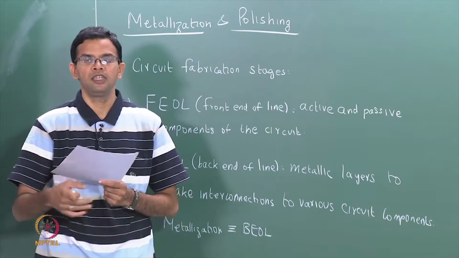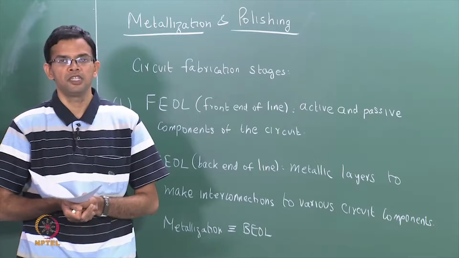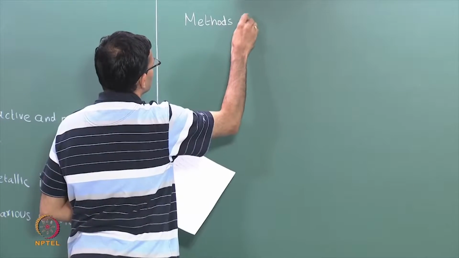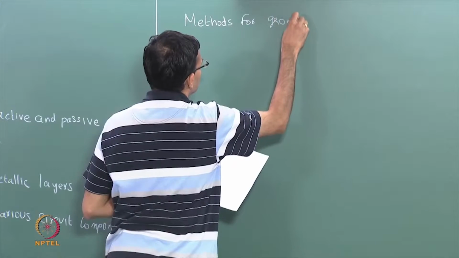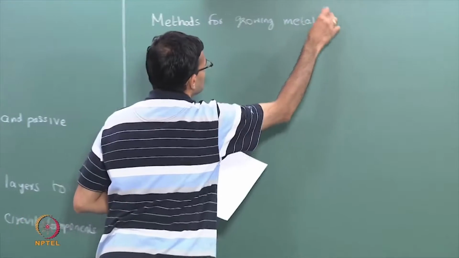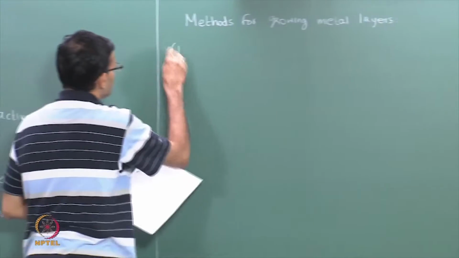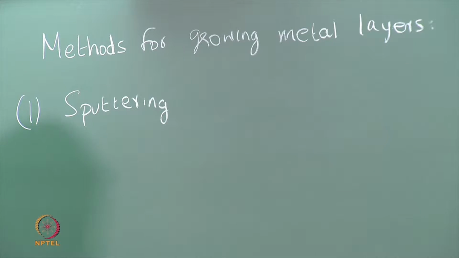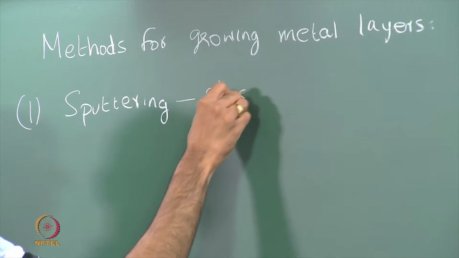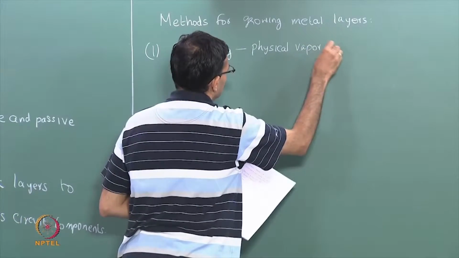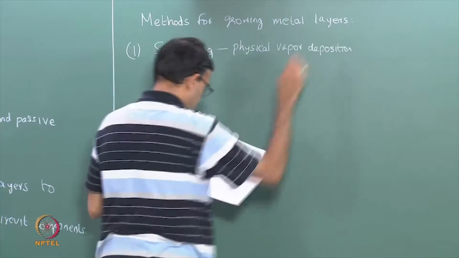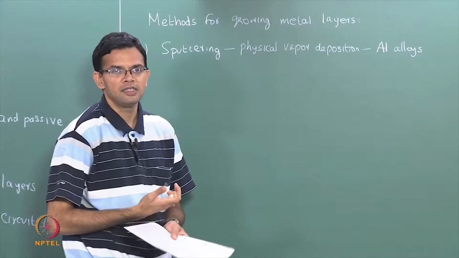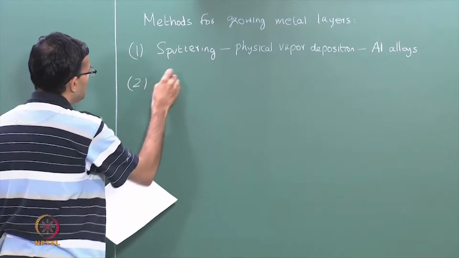Now, the common methods for growing these metal layers onto your IC circuit are normally physical vapor deposition techniques. One technique is called sputtering, and we will see what this means later. Sputtering is an example of a physical vapor deposition process, mainly used for aluminum alloys, and it is also used for growing the copper seed layers which are used for electroplating. Another technique is chemical vapor deposition.